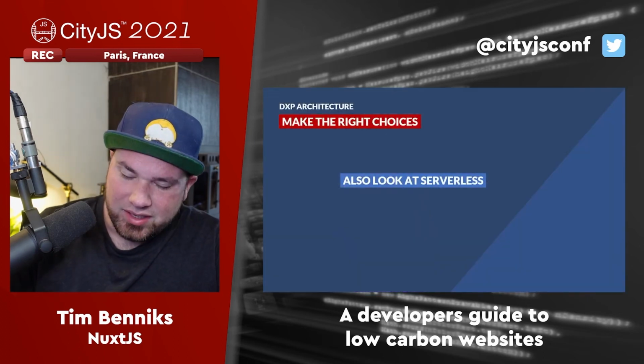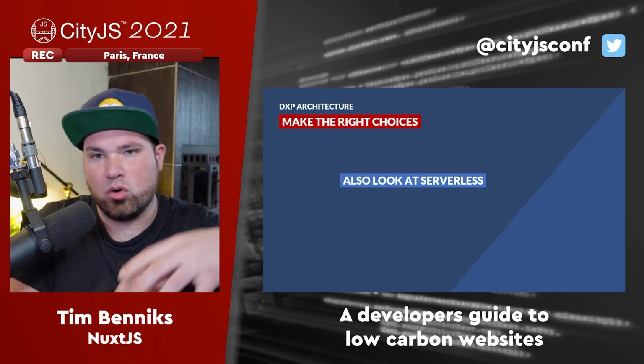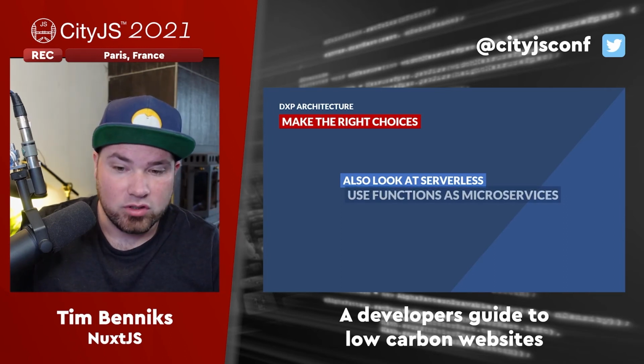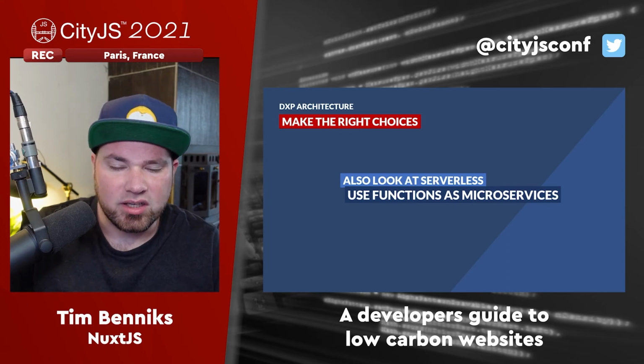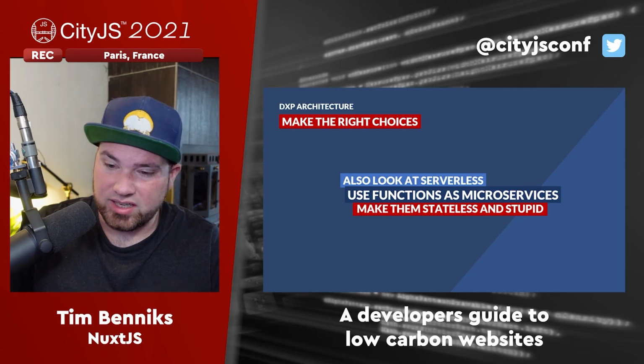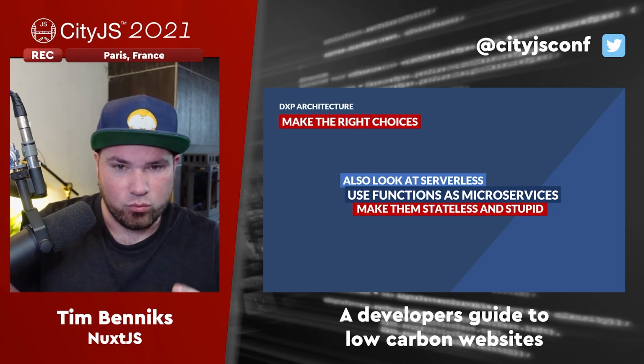What is super important is to orchestrate that Jamstack DXP. You should use maybe serverless functions or microservices and make them stateless and stupid, which means if they are stateless and stupid, they have one input and one output.